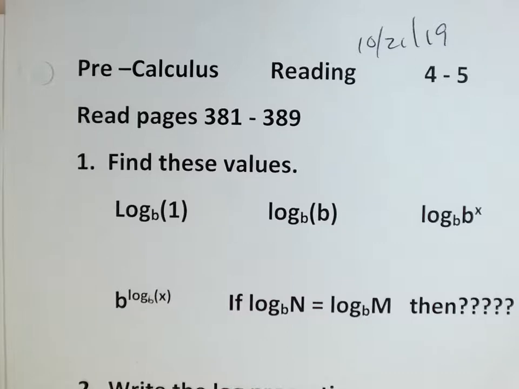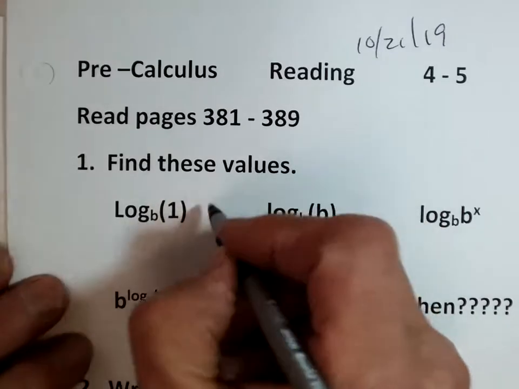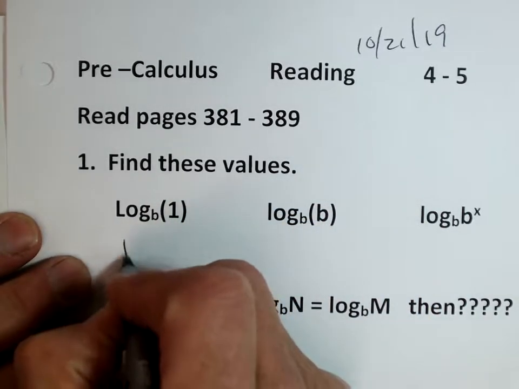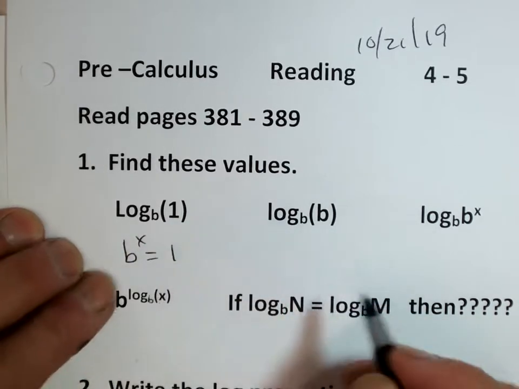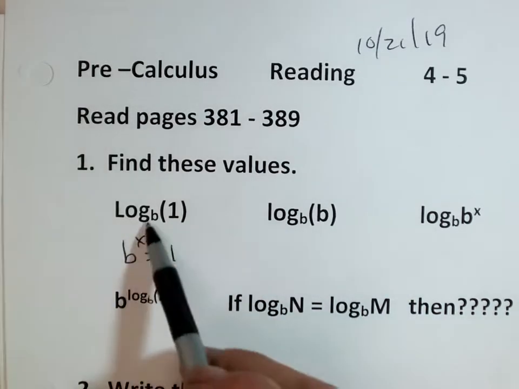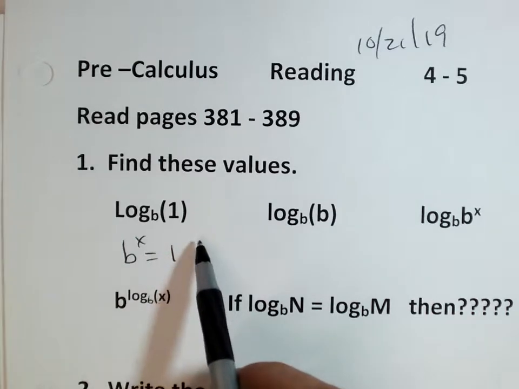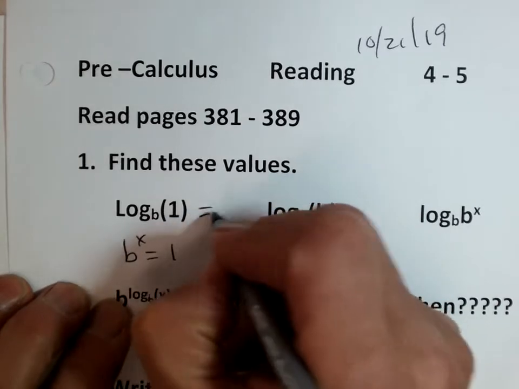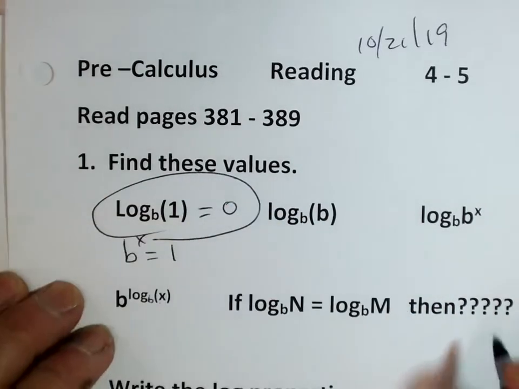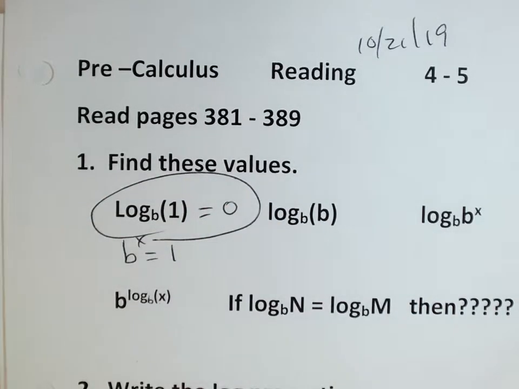So here's what I know. If I set this equal to x, then I know b to some power equals 1. Okay. So if you ever have log of 1, no matter what, even on your calculator, log of 1 is always going to be 0. Always. And it makes sense.